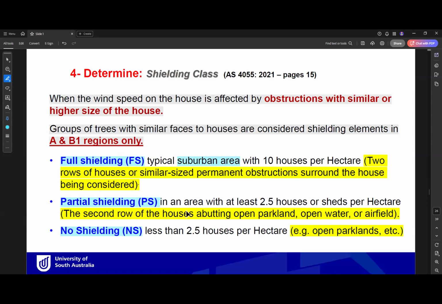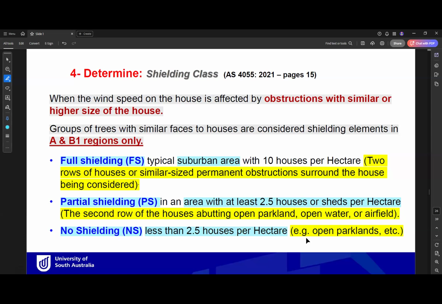Partial shielding applies in areas with at least 2.5 houses or sheds per hectare. So if you have areas with a smaller number of houses, like far suburbs or not a dense suburban housing area, it can be considered as partial shielding. No shielding means that in this area you have less than 2.5 houses per hectare. Examples are open parklands or open areas with very few houses.